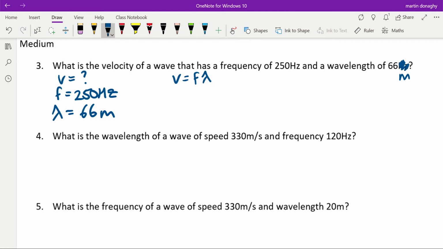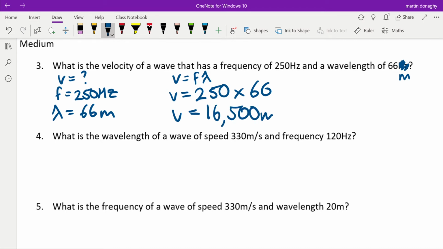Write it out again, but put in your values. We don't know what v is, so it stays as v. F is 250. Lambda is 66, so 250 times 66 is 16,500 meters per second.